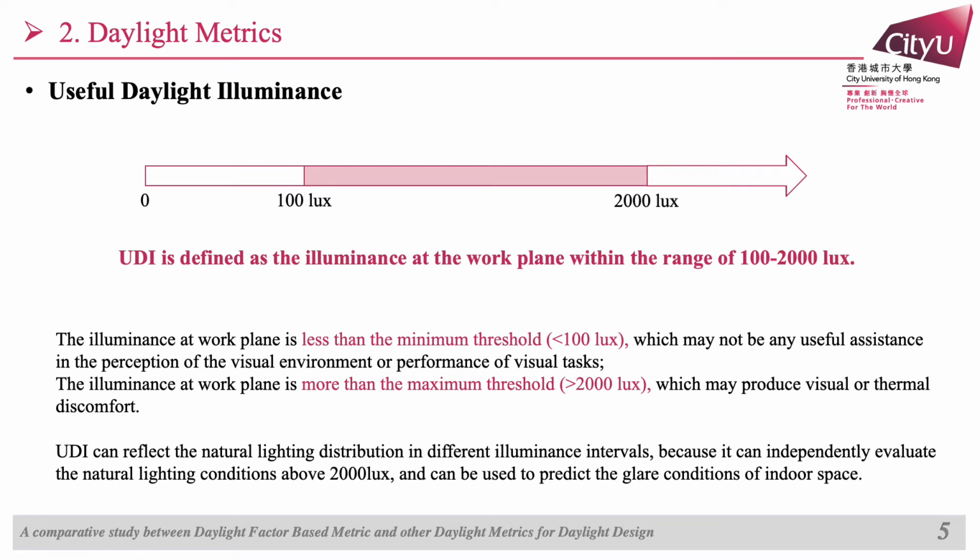The useful daylight illuminance is defined as the illuminance at the work plane within the range of 100 to 2000 lux. The UDI can reflect the natural lighting distribution in different illuminance intervals and can be used to predict the glare conditions of indoor space.